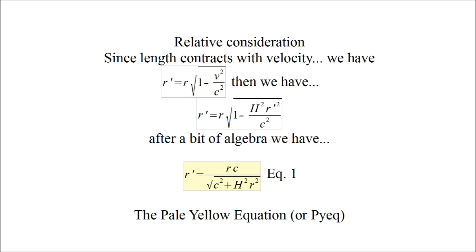We start with Einstein's equation for length contraction and replace the v with hr prime. The primed length is the one in motion with respect to our matter-based frame, and so it's the one whose length contracts as its velocity approaches the speed of light. We do some algebra, solve for r prime, and come up with equation 1, the pale yellow equation. You may want to get out some paper and pencil and follow along and verify the math for yourself. We will come back to this equation in a bit.